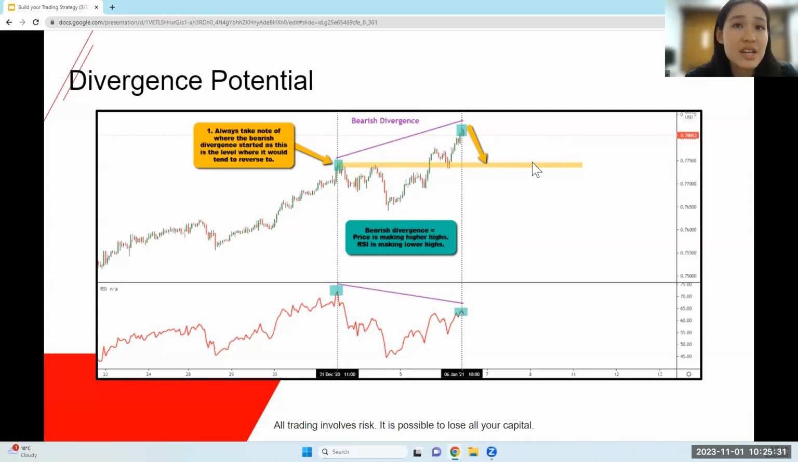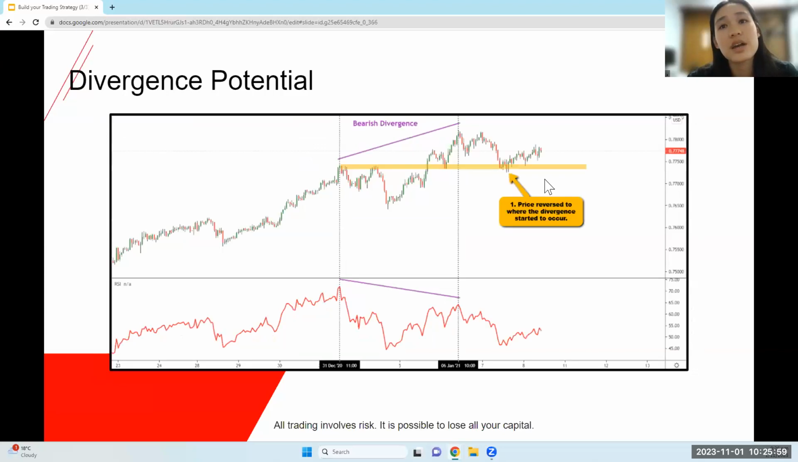So we also highlight this area because price tends to reverse to the previous level where it started to diverge. So this is also basically a pullback, in this case a support level, okay, because we see that price is expected to pull back or retrace back to this same level here. And you can see that's exactly what happened here. Price reversed to where the divergence started to occur.